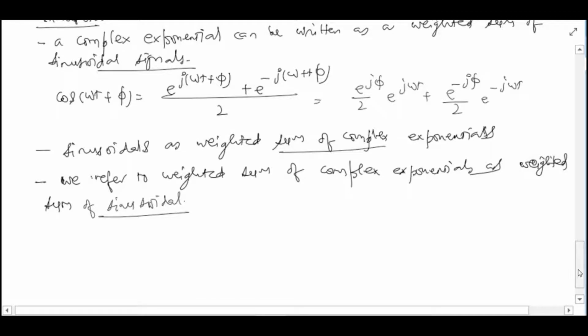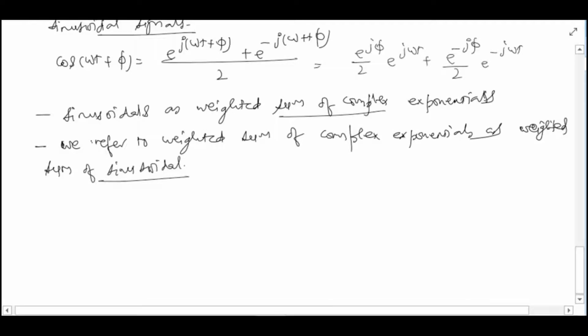With this notion in mind, let us now look at what a Fourier series is. A Fourier series represents a periodic signal as a weighted sum of sinusoidals.